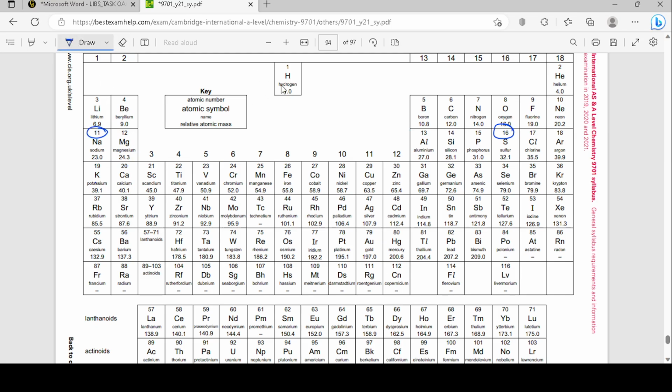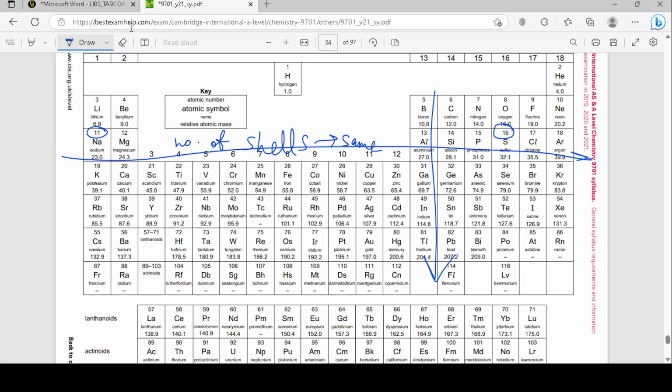Just note that in a period, the number of shells is the same. The number of shells remains the same across the period, whereas down a group, the number of shells increases. But across a period, the proton number is increasing, from 11, 12, 13, 14, 15, 16. So sulfur has the same number of shells as sodium, but it has a greater proton number.